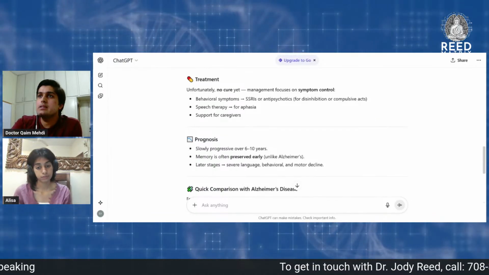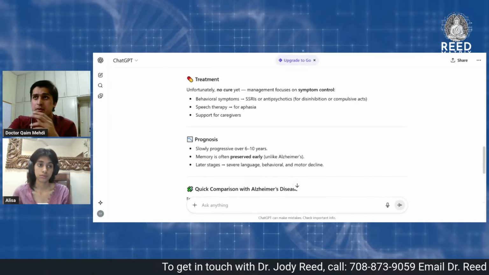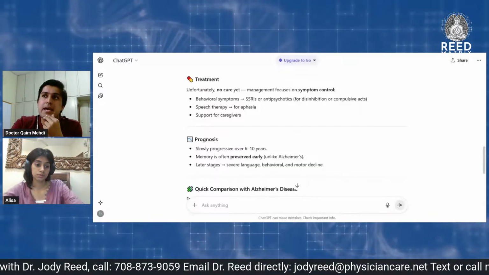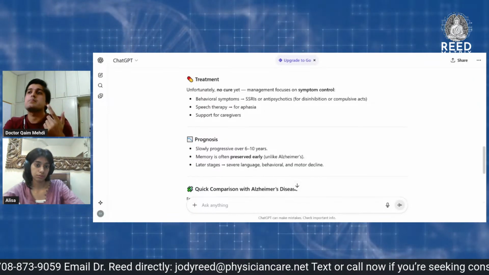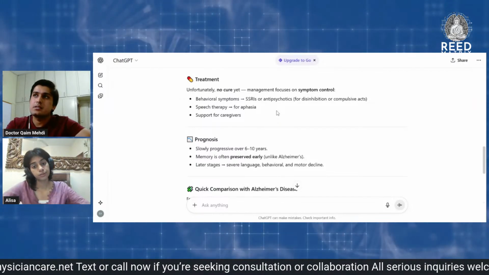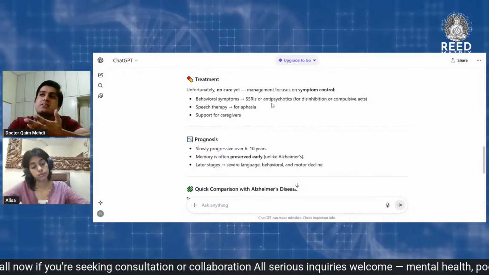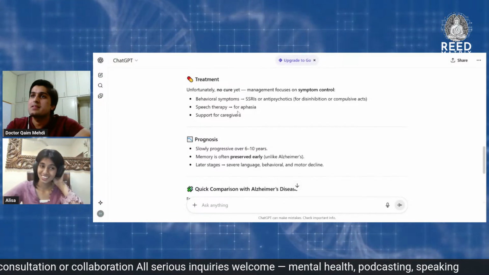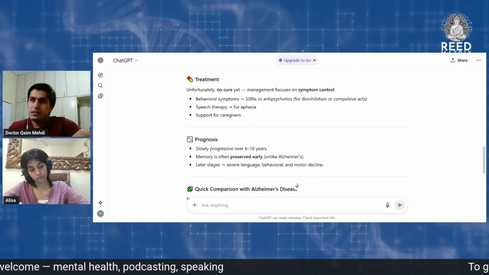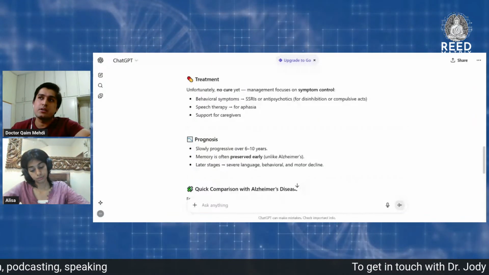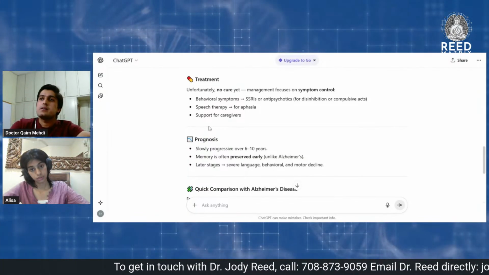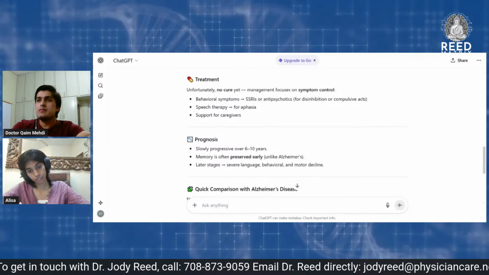So what do we do in this case is that when there are behavioral symptoms like the loss of memory or apathy, or depression, we just give them serotonin reuptake inhibitors or antipsychotics. So these are basically fancy names of antidepressants. The compulsive acts we talked about, OCD, these SSRIs will treat the OCD in the person. And for aphasia, we will go through speech therapy. There'll be support for caregivers.